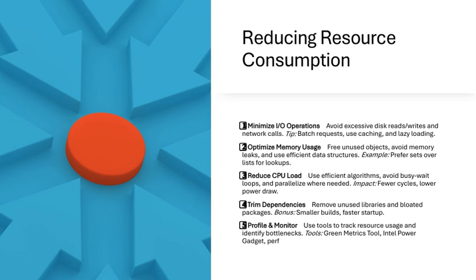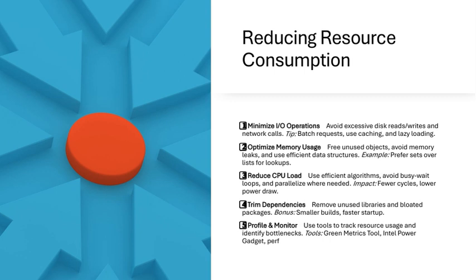Then, trimming dependencies is an often overlooked but impactful step. Removing unused libraries and bloated packages results in smaller builds and faster startup times, making our applications leaner and more responsive. Finally, profiling and monitoring are essential.